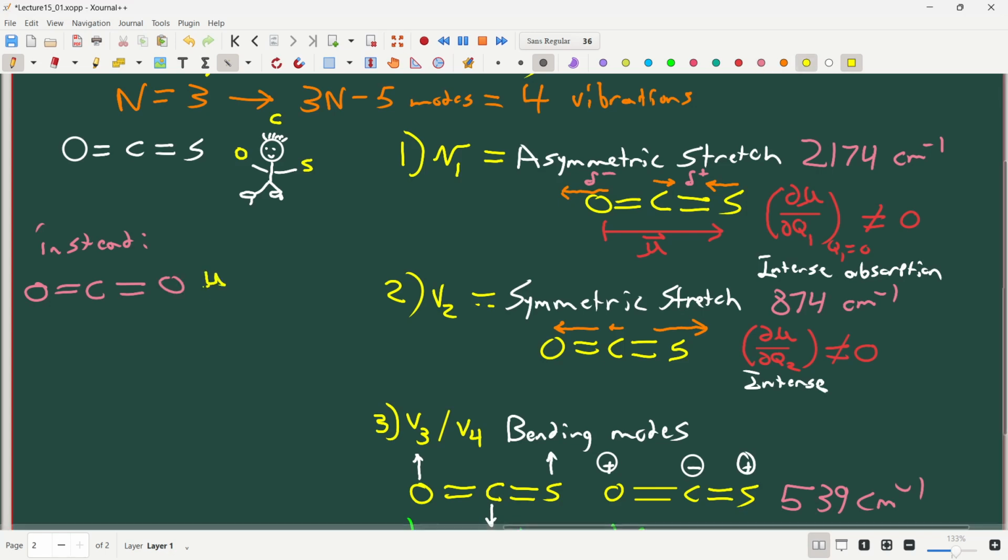Right? Because it's symmetric. And so what happens if you symmetrically stretch it? Well, the dipole still doesn't change, because you move each oxygen the same displacement away from the center of mass, from the carbon. So the dipole doesn't change. They still cancel each other out. So in CO2, the nu2 mode, the symmetric stretch, is forbidden, which means that it does not absorb infrared radiation.